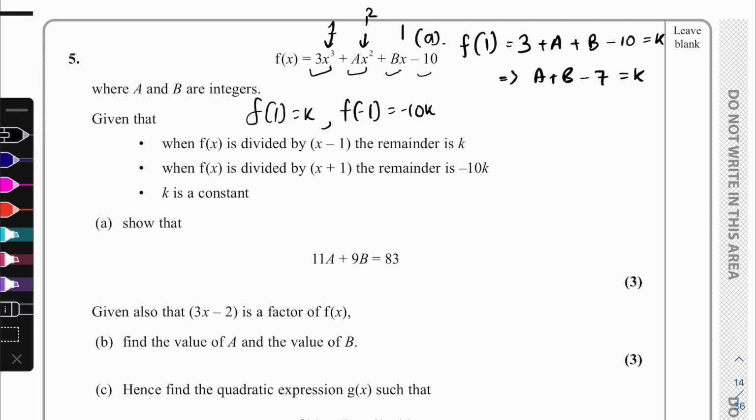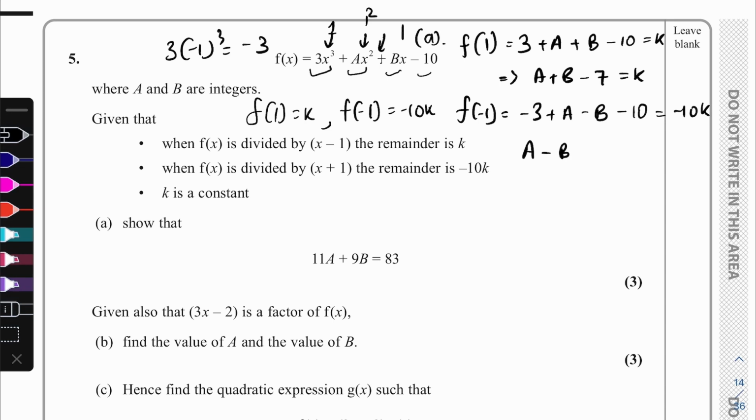This equals k. Now let's look at f of minus 1. 3 times minus 1 cubed is 3 times negative 1, which is negative 3. Then we have negative 1 squared, which is just 1, so plus a. Then we have plus b times x, where x is now negative 1, so that's minus b. Then we have minus 10 on its own, and this is equal to negative 10k. So we can write the equation a minus b, and minus 3 minus 10 gives us minus 13, equals minus 10k. Now, because we know k from earlier, look, we know k.